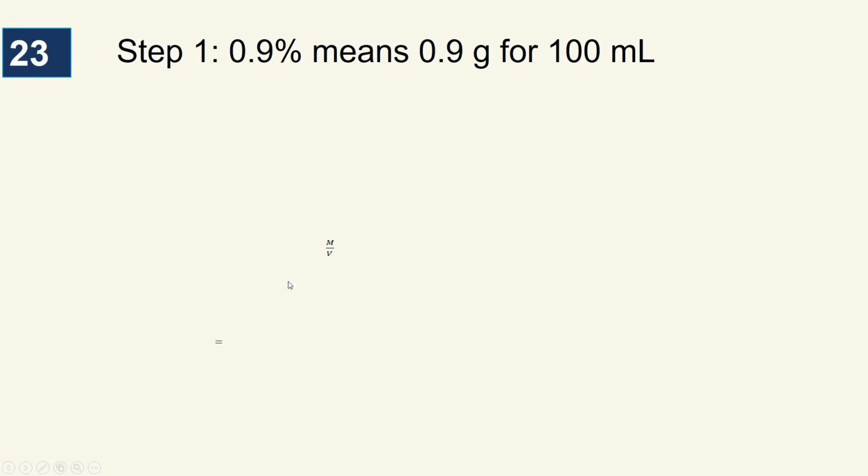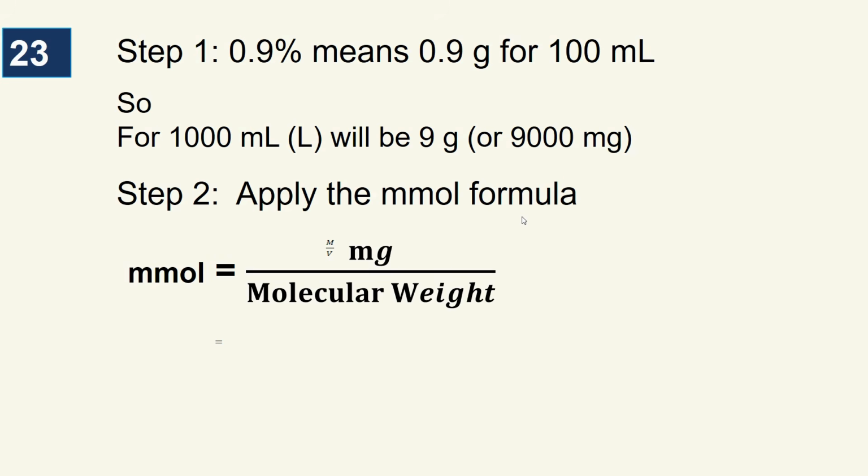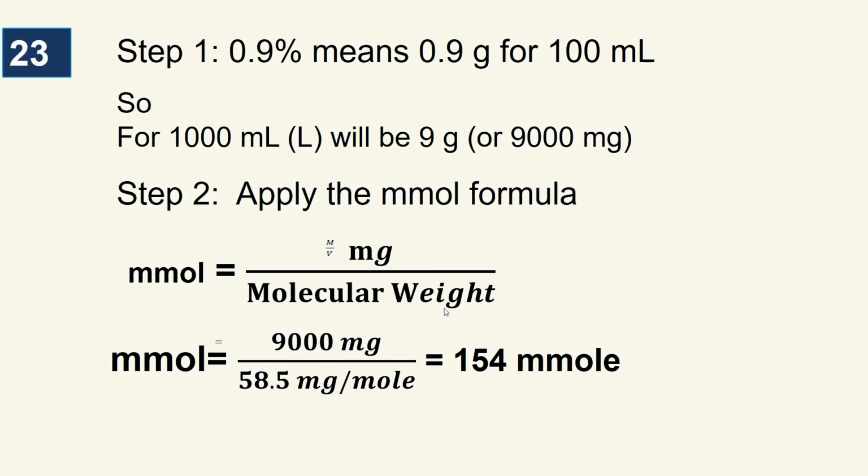So let's solve how to do that. 0.9% means 0.9 grams in 100 mils. And then 1000 mils will be 9 grams, 10 times multiplied. And then apply the millimoles formula, which is milligram divided by molecular weight. So it gives you 9000 milligram, which is 9 gram, and molecular weight is 58.5 milligram per millimole. So answer is 154 millimoles. So 1 liter of normal saline contains 154 millimoles of sodium chloride.